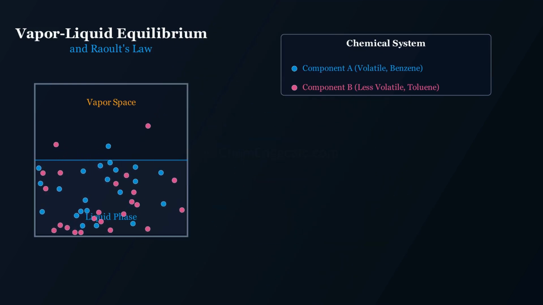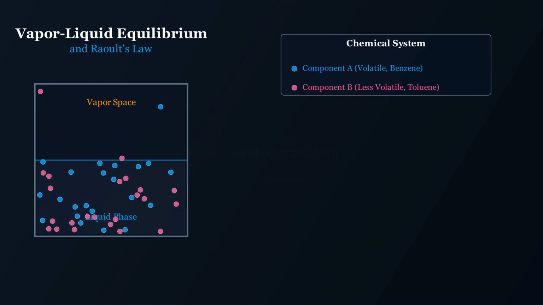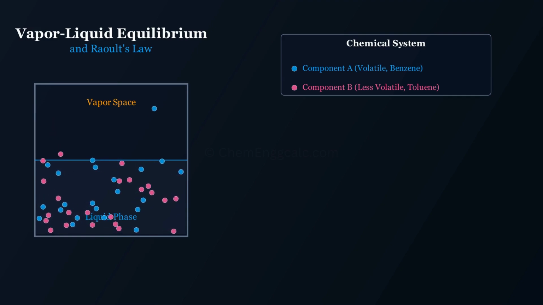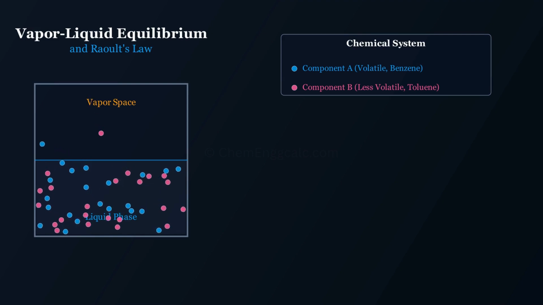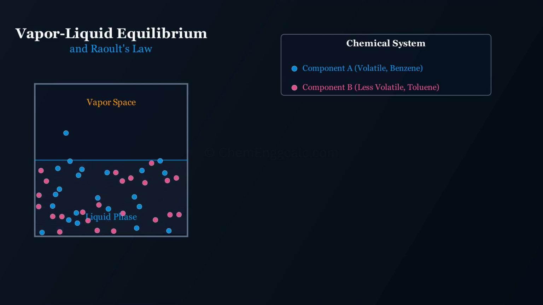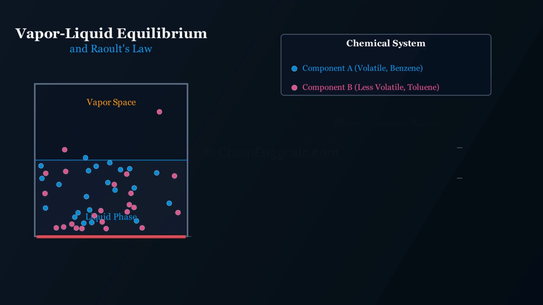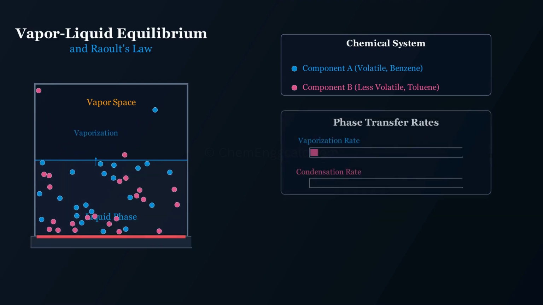Look at this closed container holding a liquid mixture of two components. The sky blue dots represent component A, a volatile substance, while the rose pink dots represent component B, which is less volatile. Below the container, a heating source is active.